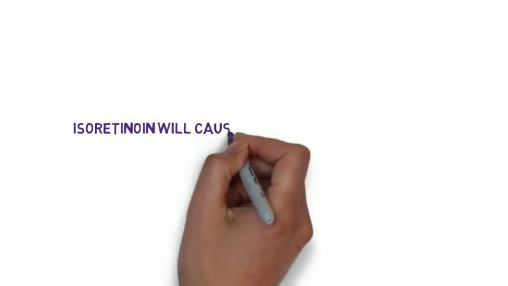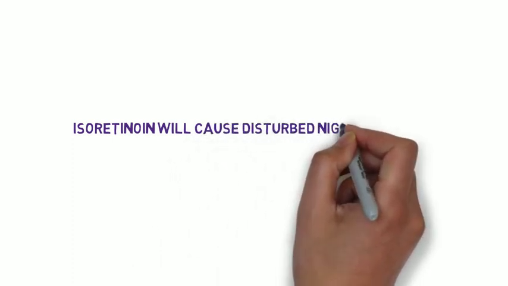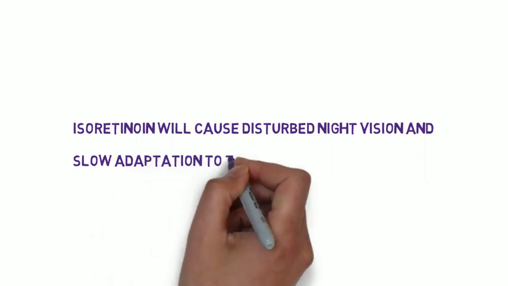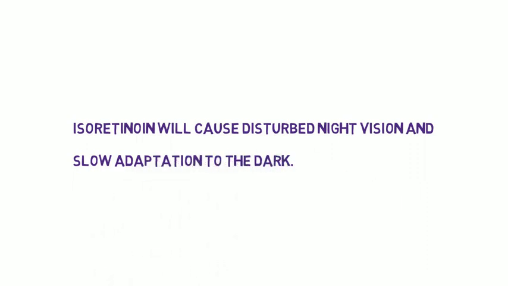Roaccutane, or isotretinoin, will cause disturbed night vision and slow adaptation to the dark, and for this reason, pilots taking a course of roaccutane must report that they are taking the drug to the National Aviation Authority.